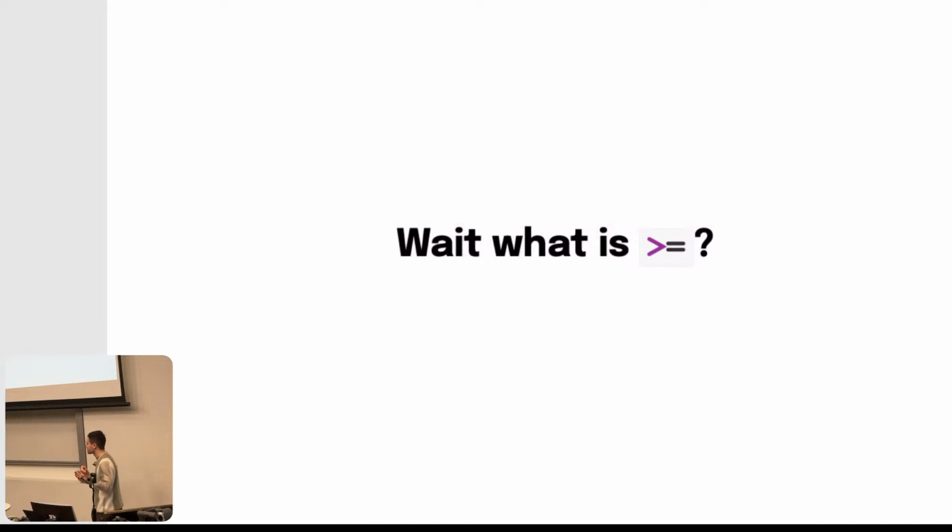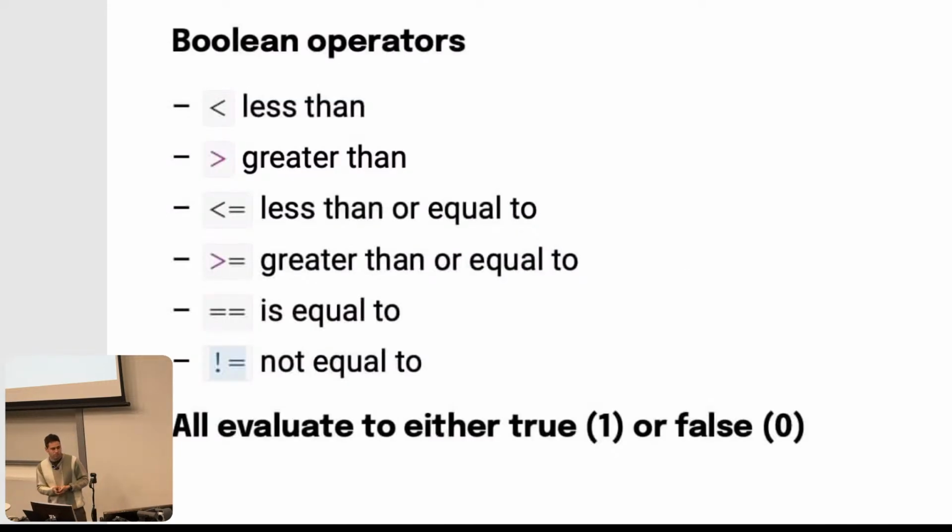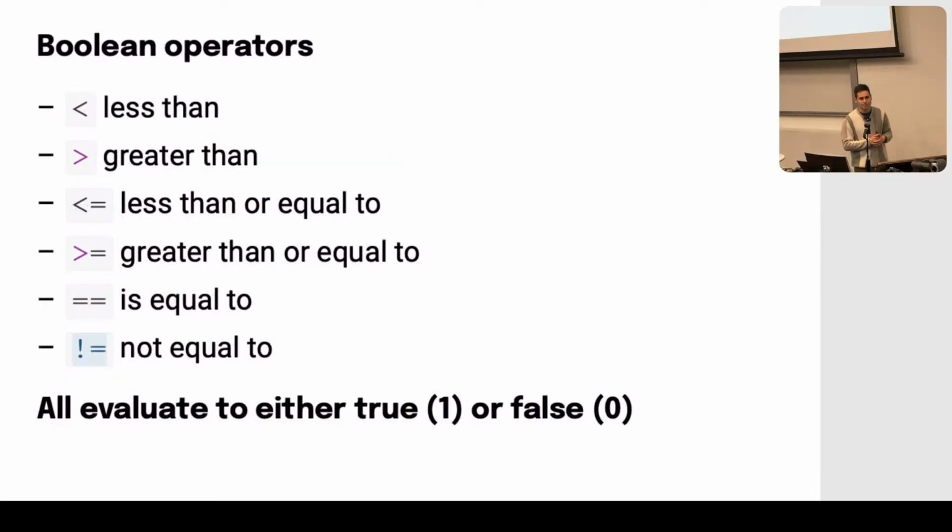All right, so what is this symbol and are there any more? Well, here they are. Again, they're all quite logical. Less than, greater than, less than or equal to, greater than or equal to, is equal to, not equal to. So all of these operators, they take the thing on the left, compare it to the thing on the right, and give you back a true or false, a 1 or a 0.